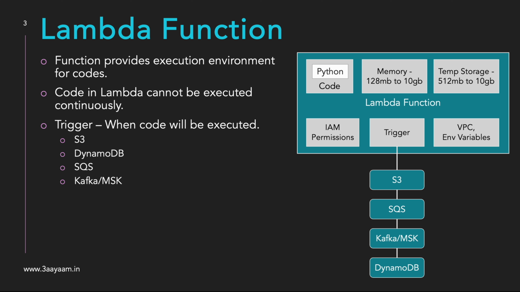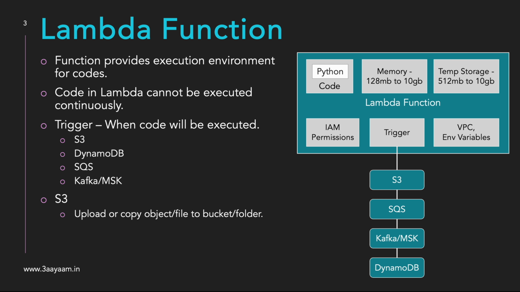I have not seen Lambda getting used in conjunction with Kafka or Kinesis or MSK for that matter. I have mostly seen Lambda getting used with S3 and SQS, not too many data engineering use cases apart from these services. One of the major use cases is S3. Whenever there's an event in S3, you want to execute the code in Lambda automatically.